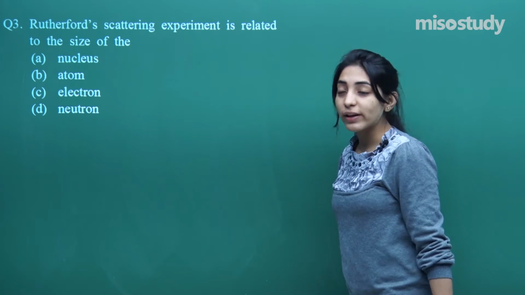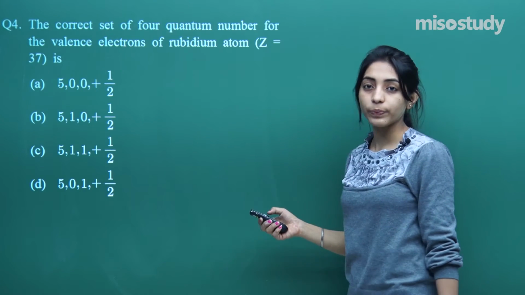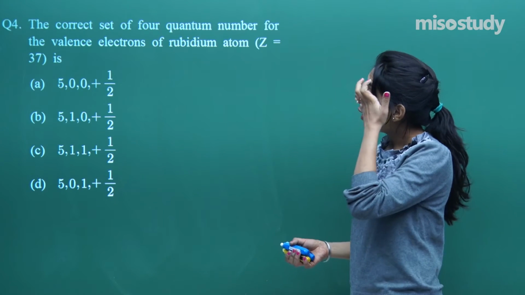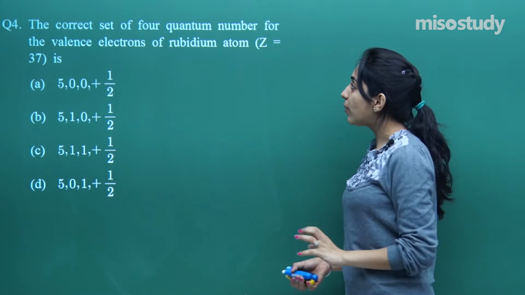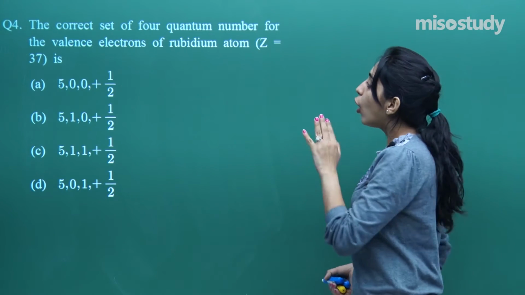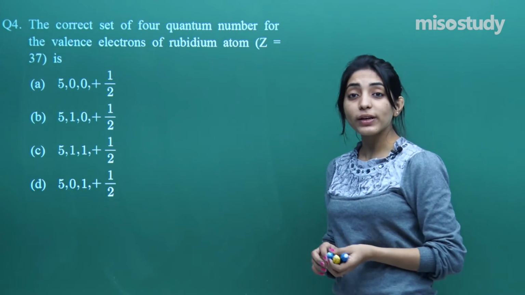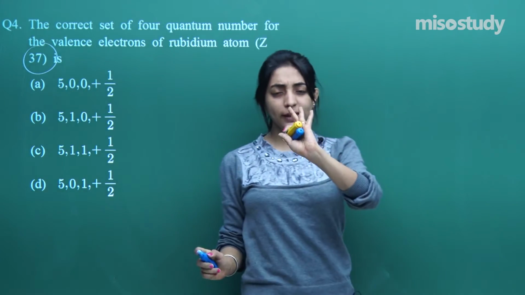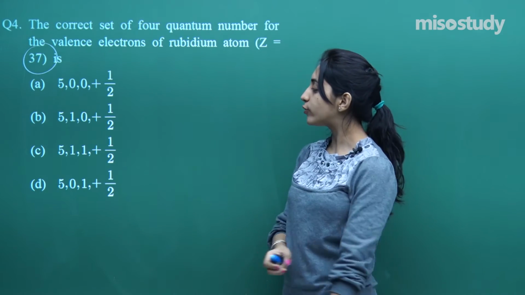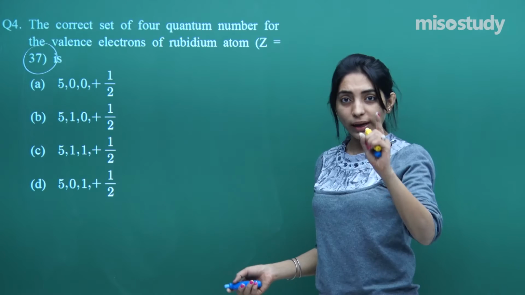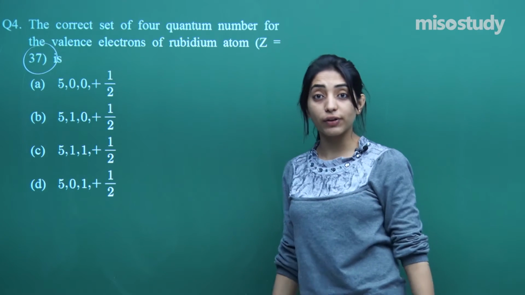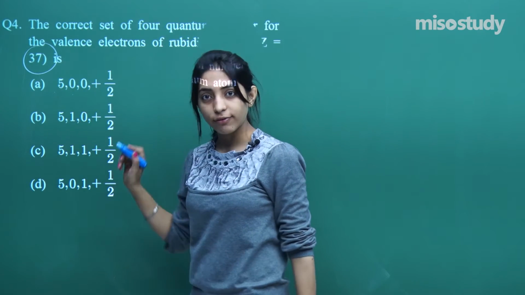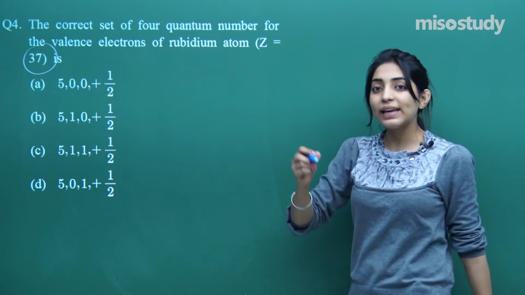Now moving on to the next question, which is question number 4. Let's see what the question says. The question says: the correct set of 4 quantum numbers for the valence electron of a rubidium atom, and the atomic number is given to be 37. Let us not read out the options. Let us simply start. First, let's read the question and try to figure out a trick. So these are n, l, m, s. They will always be given in the order n, l, m, s.